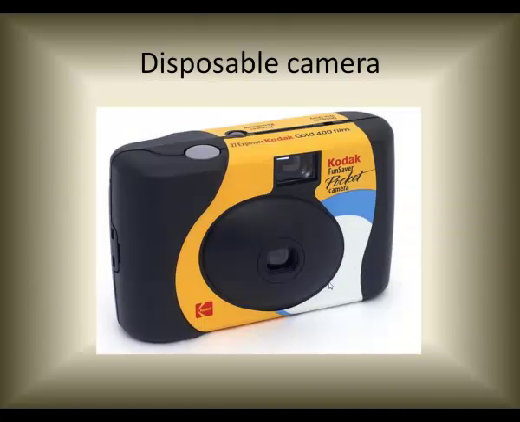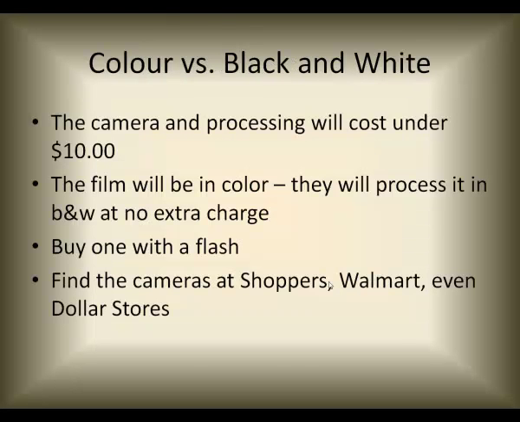Next, you need to buy a disposable camera. And I know some of you are groaning at the thought of a disposable camera, but there is method to my madness, so let me explain. You need to buy a camera that will be a color camera, but you're going to have to use it, and you're going to request that the images be reproduced in black and white. They will process it this way for you, and there is no extra charge for doing so. The camera and processing should cost less than $10. I would suggest you buy one with a flash.